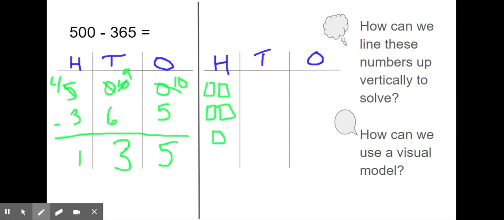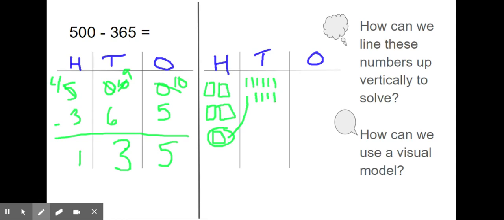So I need to unbundle 100, right? Because I need to take away 5 ones, but I don't have any ones and I don't have any tens to unbundle a 10. So let me unbundle 100 first. So I'm going to circle this 100 and I'm going to move it over here to my 10. So I get 10 tens. 1, 2, 3, 4, 5, 6, 7, 8, 9, 10.